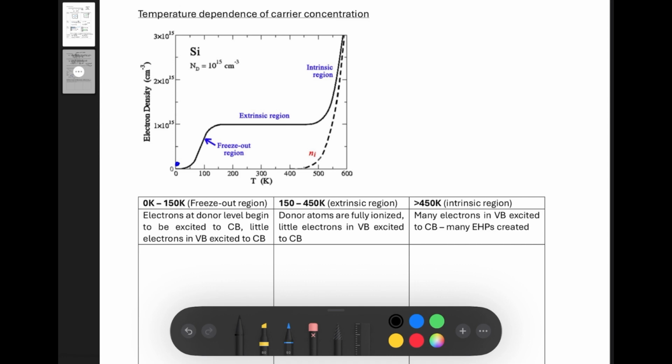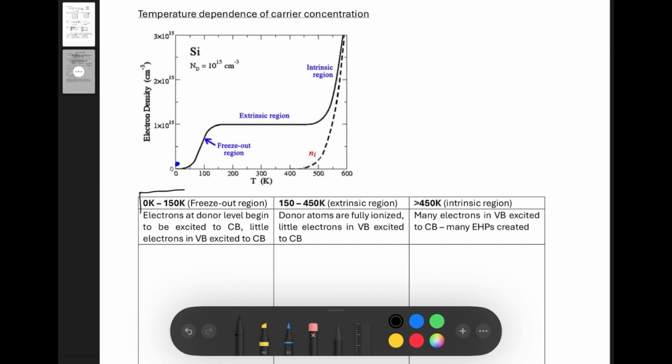So now let's look at the temperature dependence on the carrier concentration on semiconductors. So here we have an N-type doped silicon semiconductor with a donor concentration of 10 to the power of 15 atoms per cm cube. And of course, this graph is exactly only for this combination. And for different semiconductors or for different doping, the concentration can be slightly different. But we are just going to look at this in general.